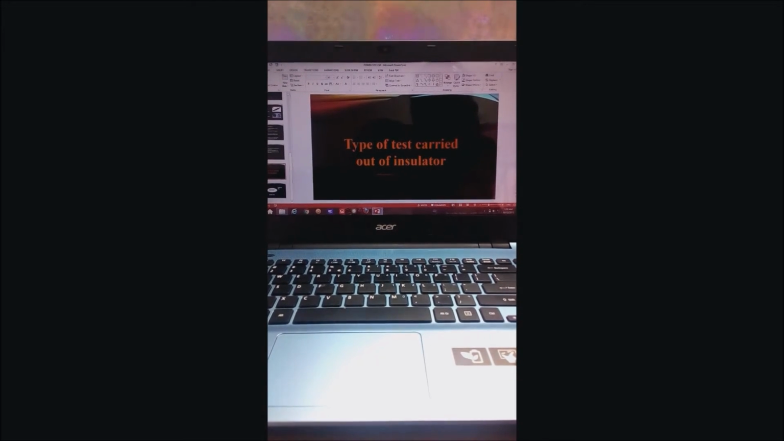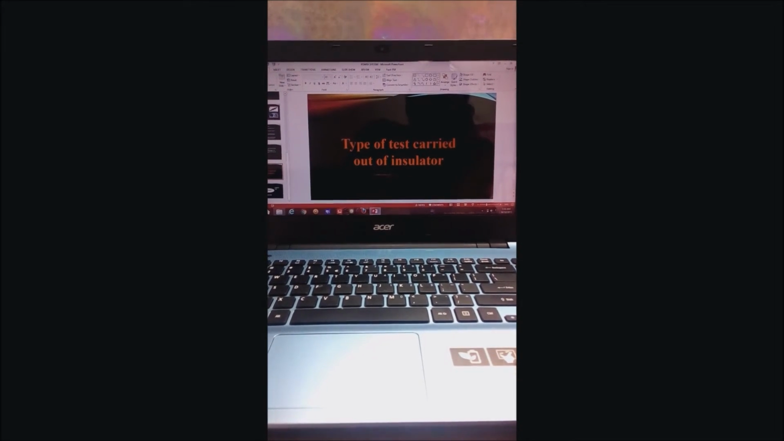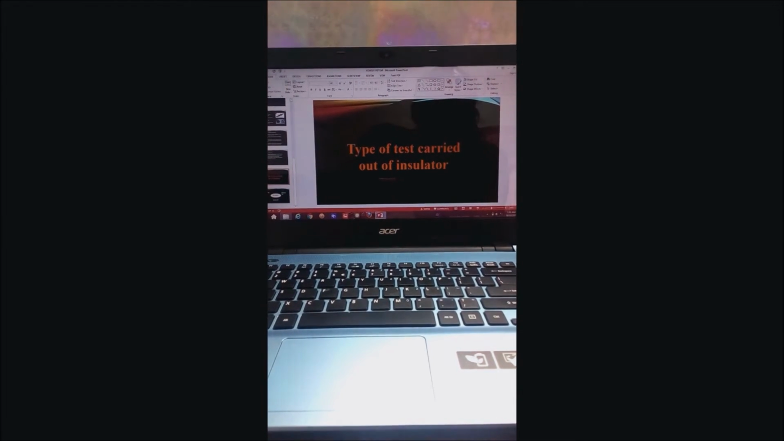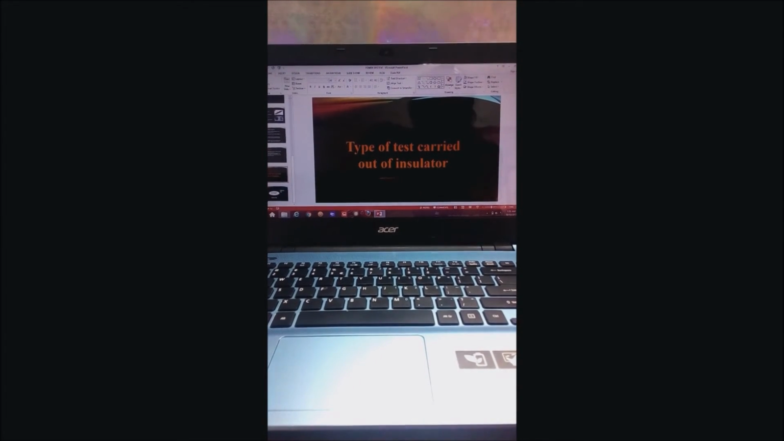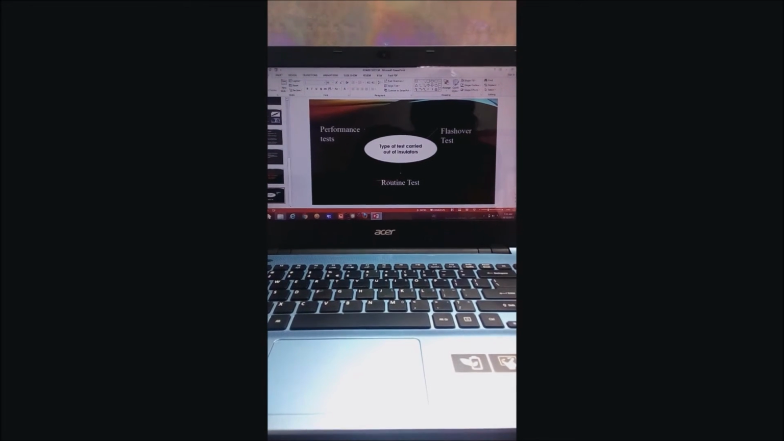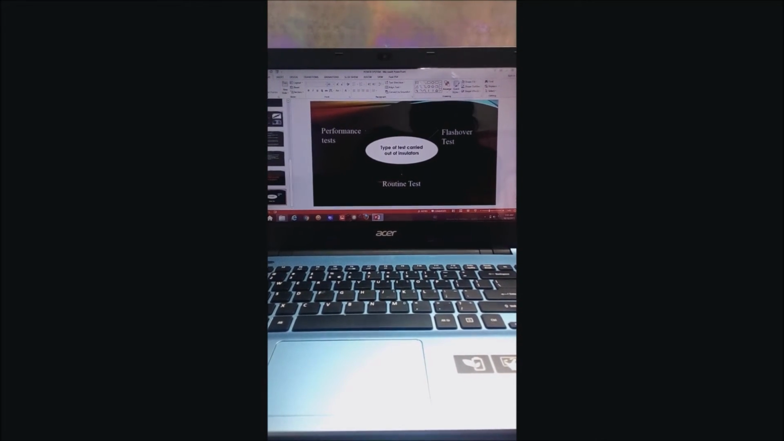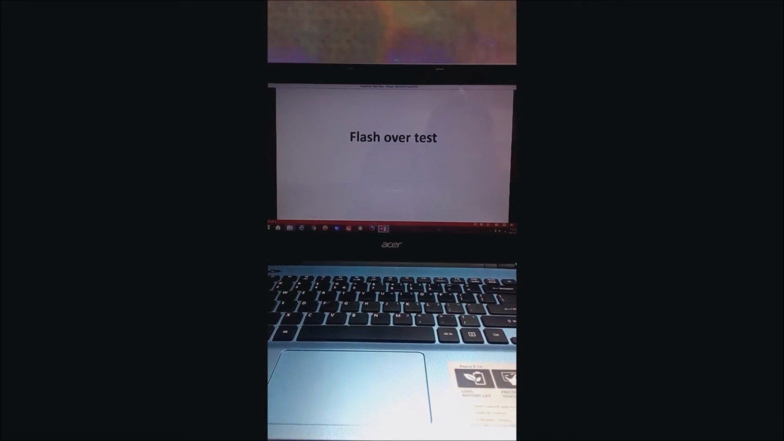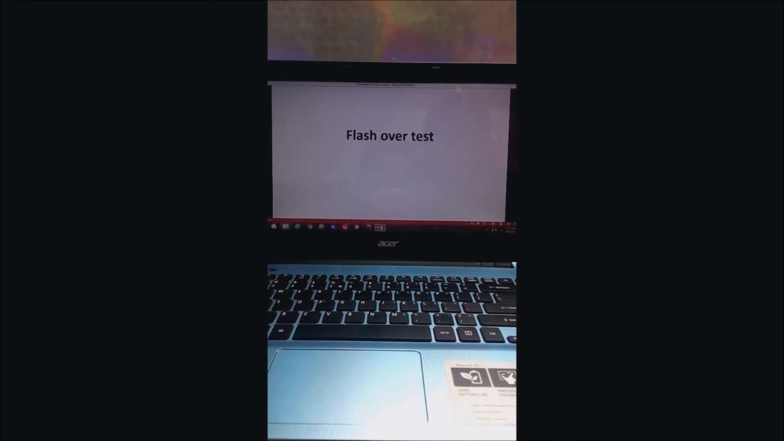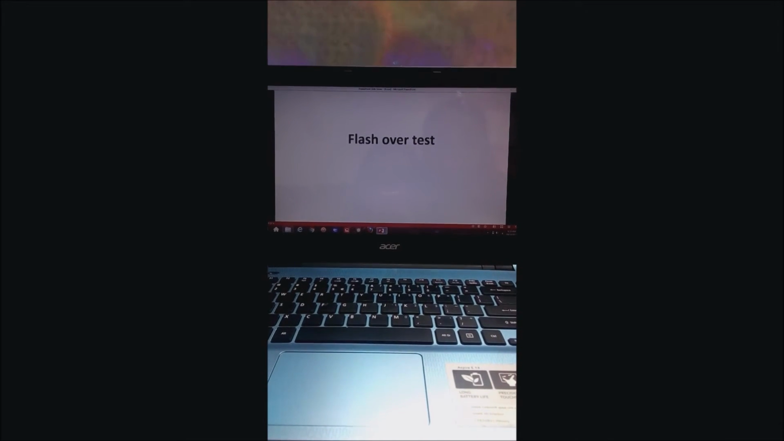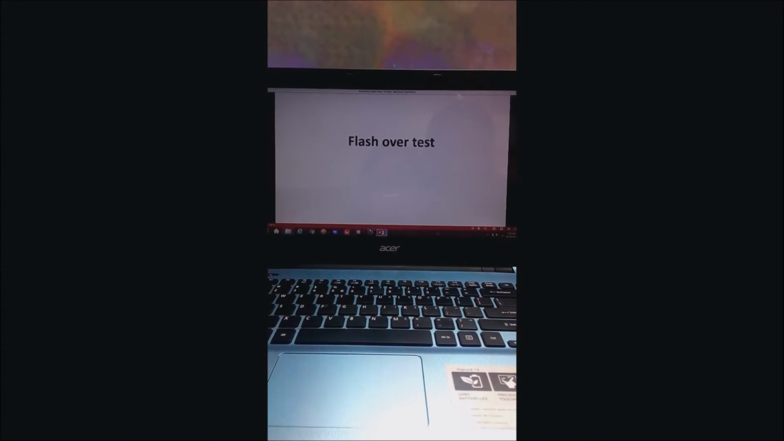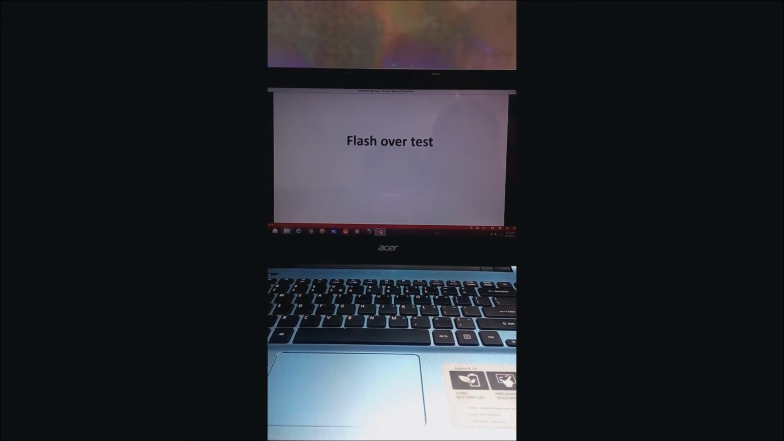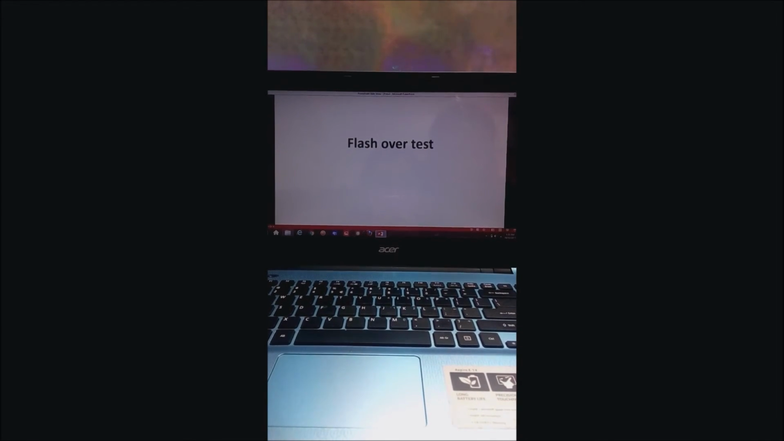Okay, this is my subtopic, types of tests carried out on an insulator. There are three types of tests carried out on an insulator: performance test, flashover test, and routine test. There are mainly three types of flashover tests performed on an insulator: the power frequency dry flashover test of the insulator, the power frequency wet flashover test or rain test of the insulator, and the power frequency flashover voltage test of the insulator.